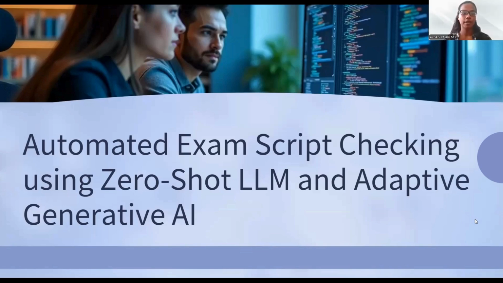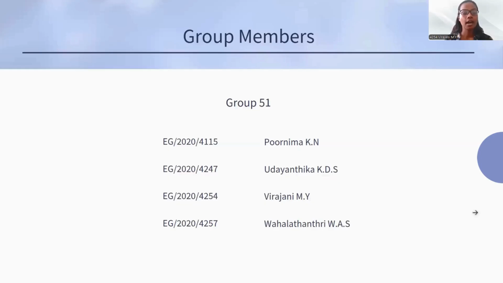Good afternoon, everyone. We are Group 51, and today we will be presenting the conference paper titled Automated Exam Script Checking Using Zero-Shot LLM and Adaptive Generative AI. These are our group members.